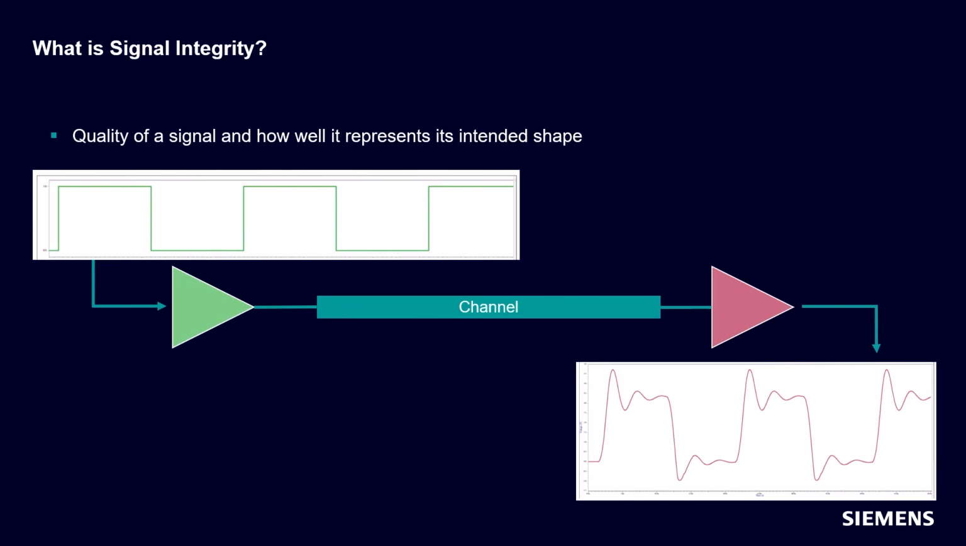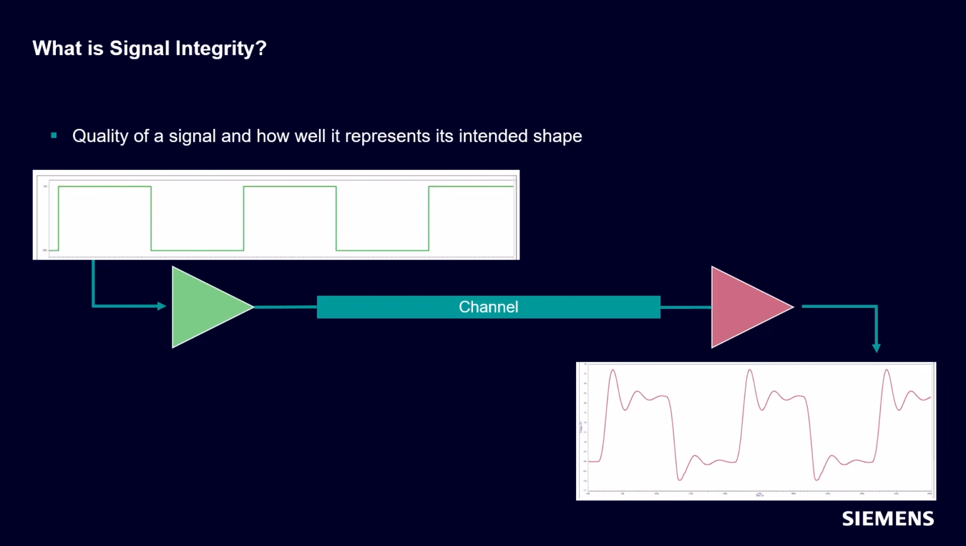Think of it like a conversation. If a message gets garbled or delayed, the listener might misunderstand. Similarly, if an electrical signal is distorted, the receiving chip might misinterpret the data, leading to errors or even failures in systems. Through this lab, we will learn to identify and begin to mitigate these issues.